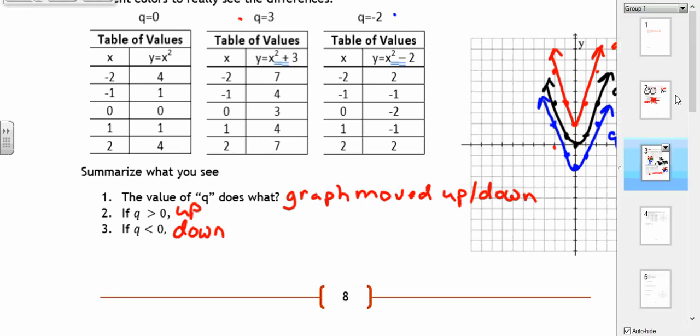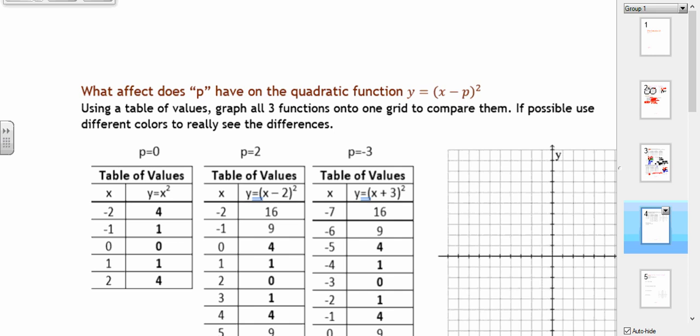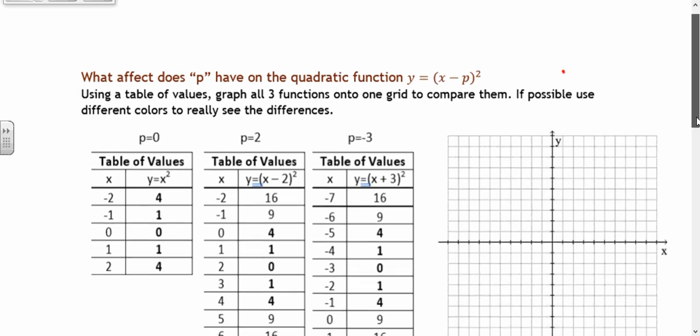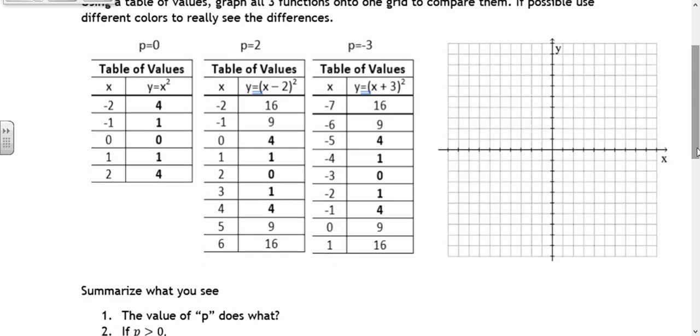Next page. What value does P have on the quadratic function? X minus P squared. So this is that vertex form that we're looking at. And what is it going to do is the real question. So let's graph our original. Done and done. P is equal to 0.